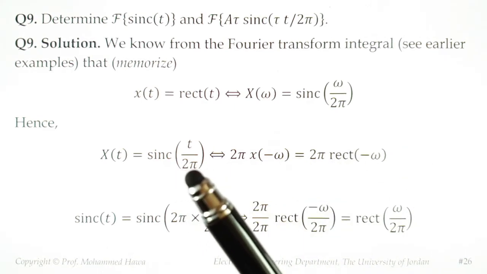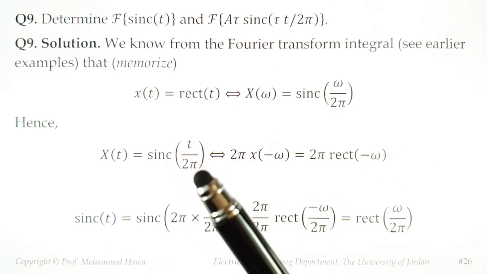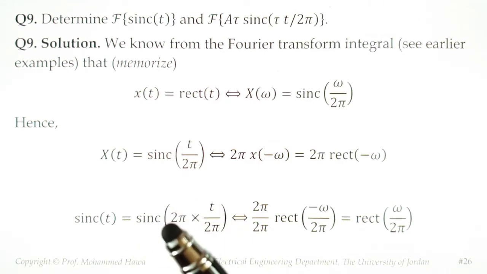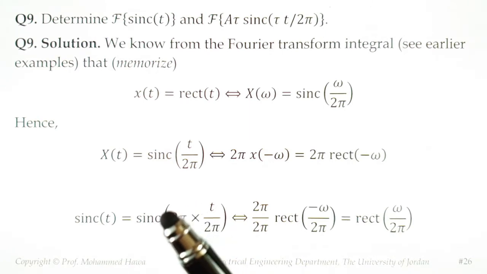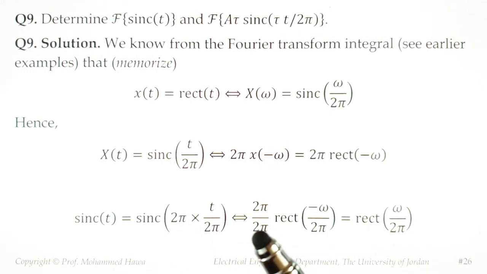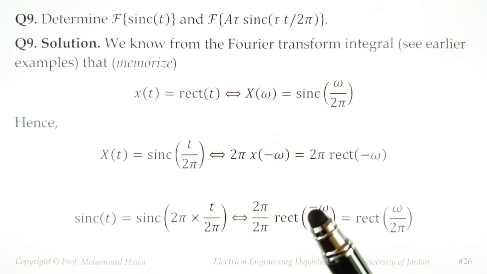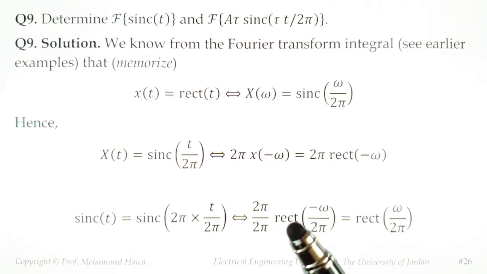If you want to get rid of the 2 pi here, we could do time scaling. So take sinc of 2 pi times t over 2 pi, which gives you sinc of t. This multiplication by the factor 2 pi here is called time scaling. What you have to do in the frequency domain is divide by the absolute value of 2 pi and divide omega by 2 pi. This 2 pi cancels out with the 2 pi, and this minus disappears because rect is an even function. So rect of minus something is the same as rect of positive that something, which means the answer is rect of omega over 2 pi.